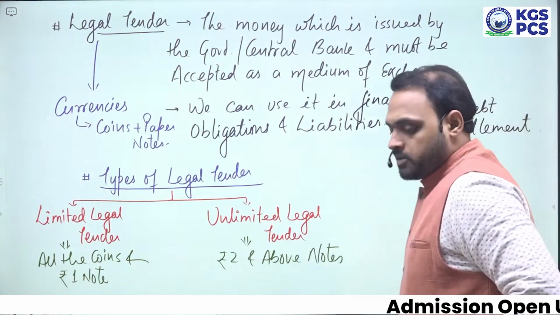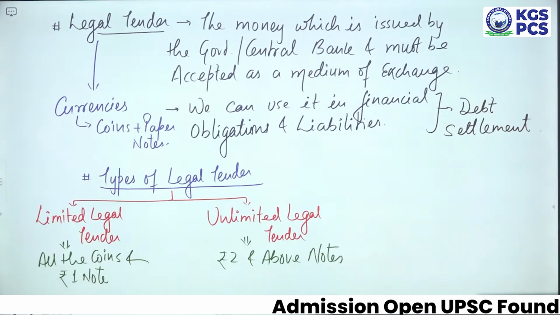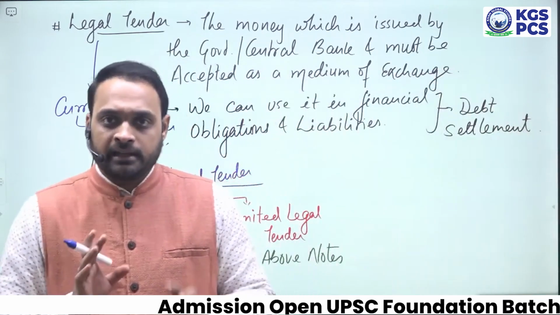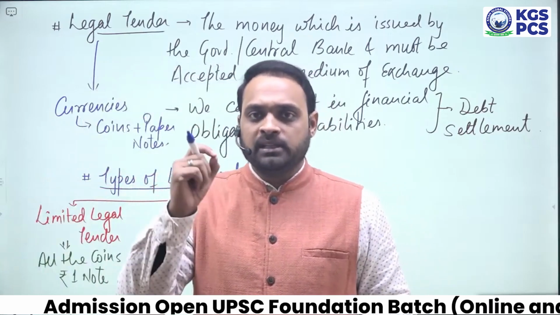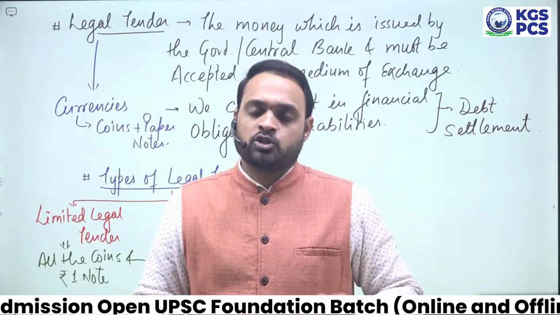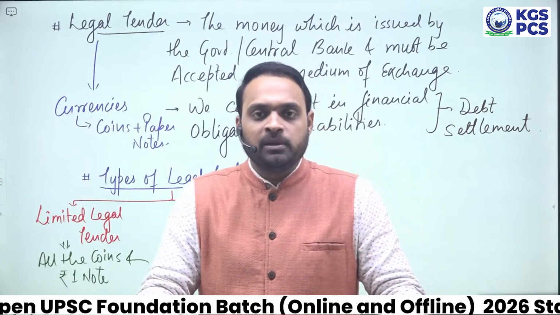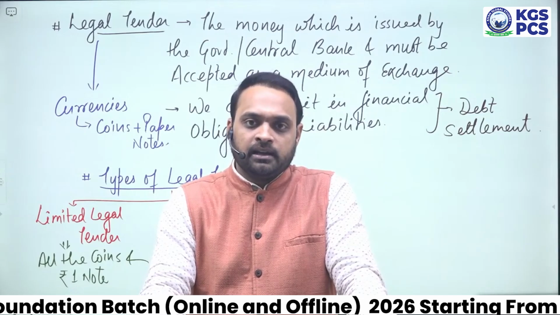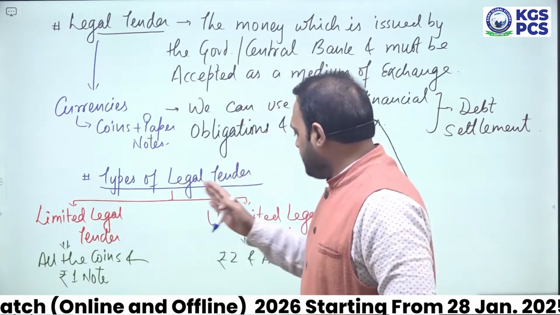So I'm just talking about legal tender in my class. So what is legal tender? Legal tender means all the money issued by the government or the central bank that must be accepted for debt obligations or any other financial obligations. That is called legal tender, right? Legal tender is of two types, limited and unlimited.